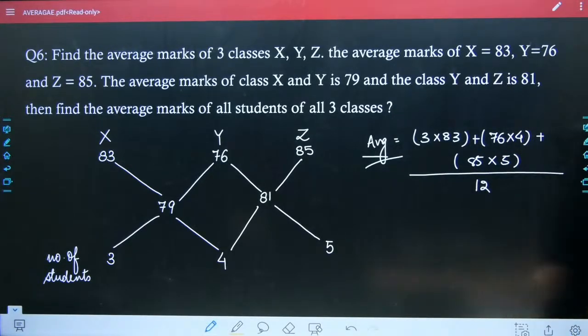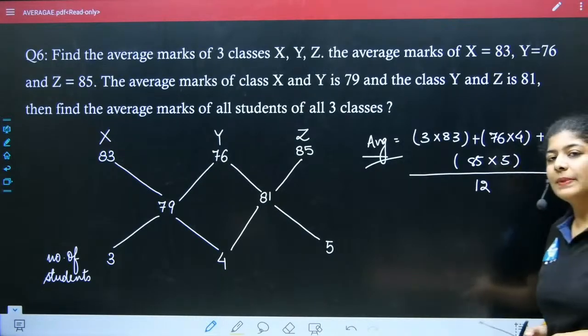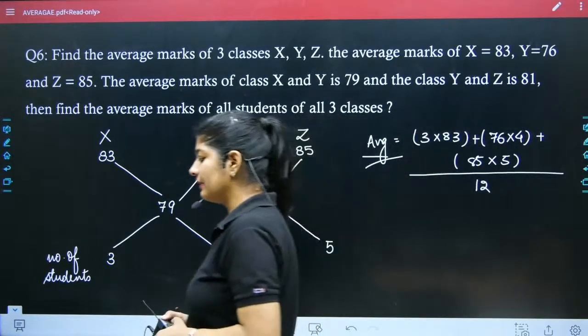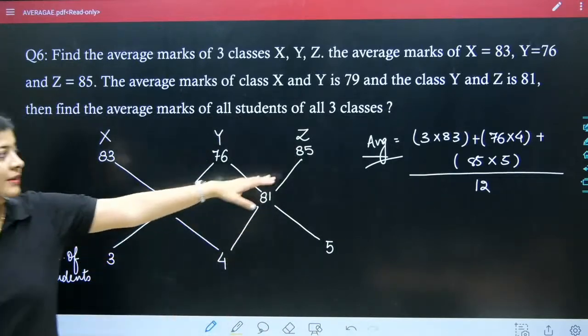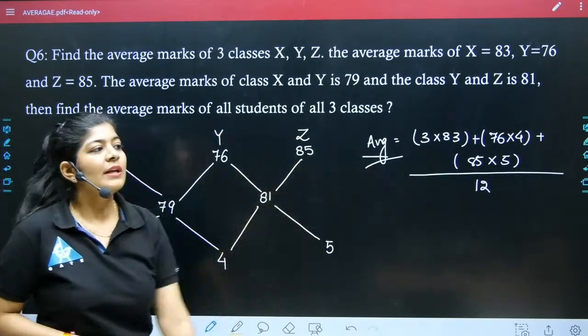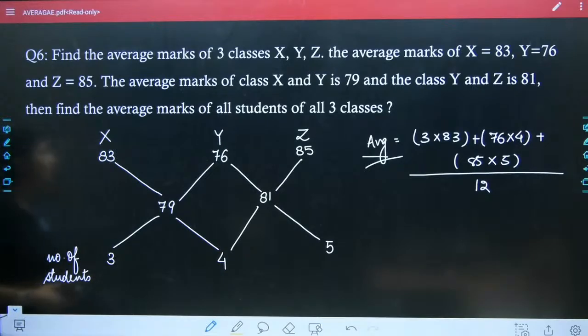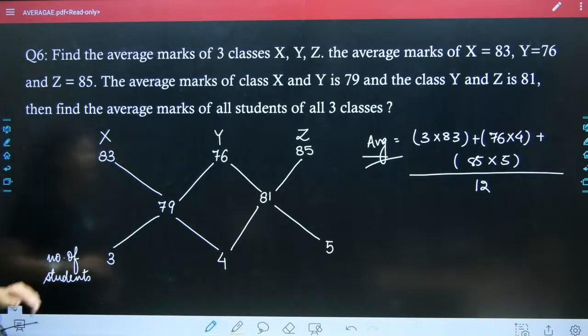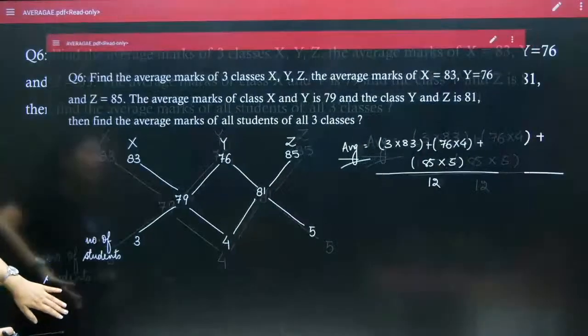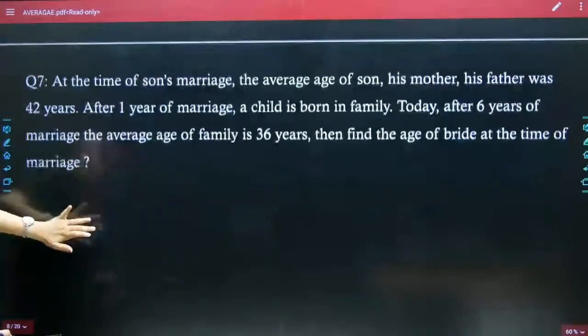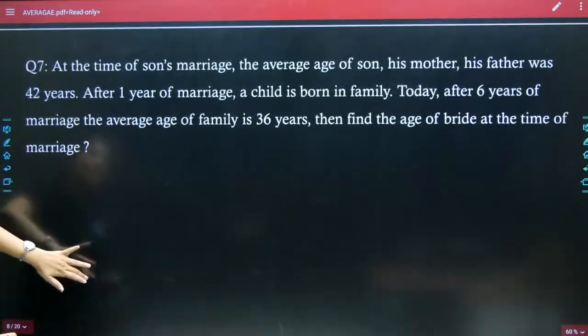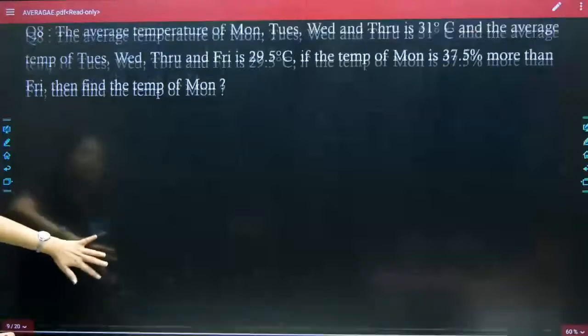Is it clear? Just simply solve this question and solve that particular thing and you will get your answer. Okay. Now let's move to the next question. Just skip this one. There's some error in this question.